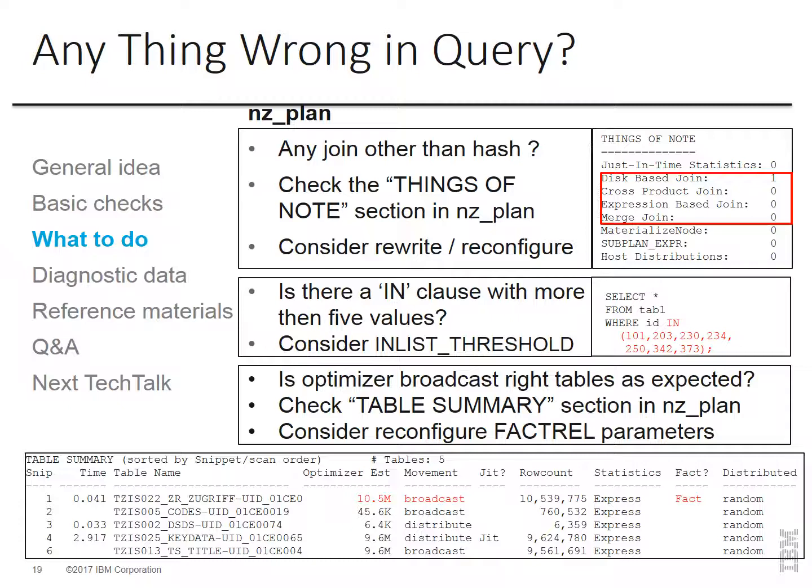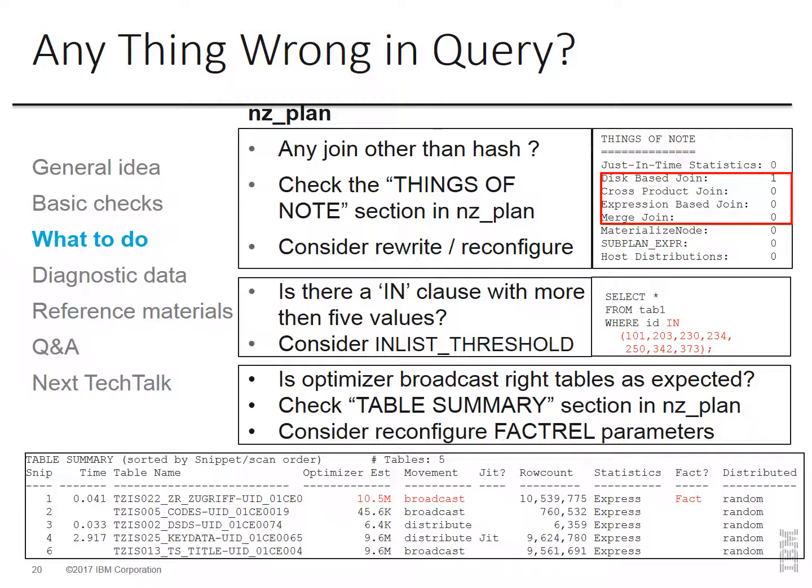In NPS, hash join is the optimal join option. Other types of joins are not necessarily always bad, but those can cause slow performance. Check the things to note section to see if any disk-based join, cross join, or expression join is used.